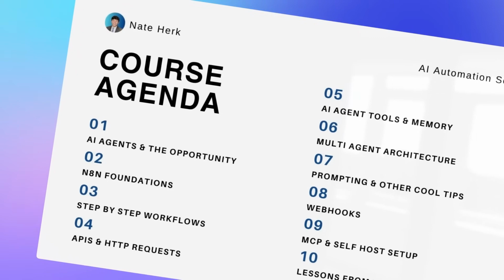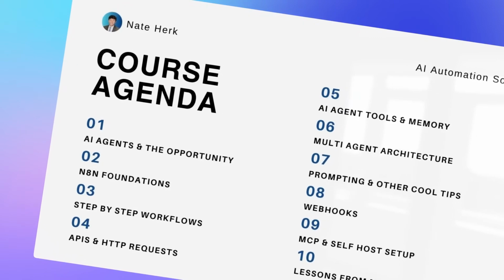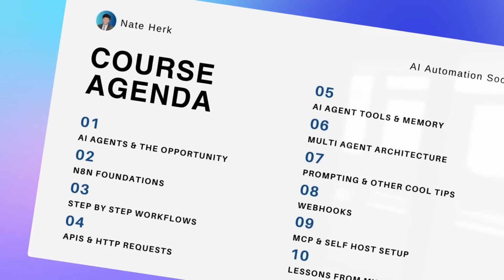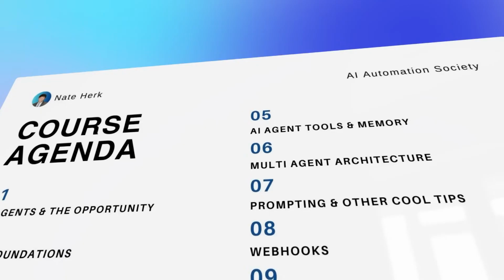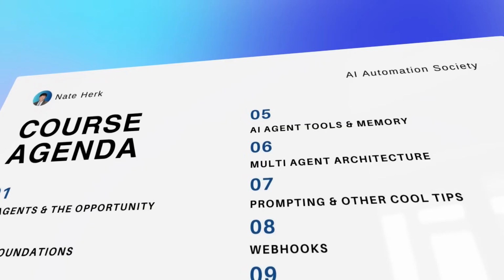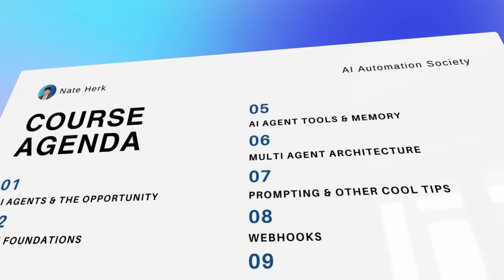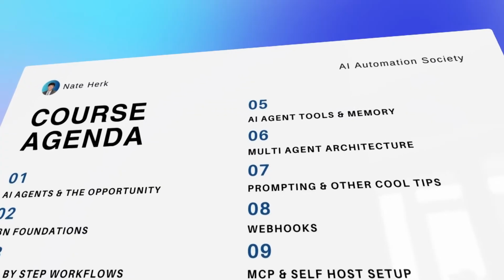Then we'll talk about APIs and HTTP requests. We'll set up a few common examples together, and you'll see it's not that difficult. Then moving into the back half of the course, we'll talk about AI agent tools and memory. We will discuss multi-agent architectures. I'll talk about prompting, do a live example, and some other cool tips that I want to share with you guys that could be helpful.